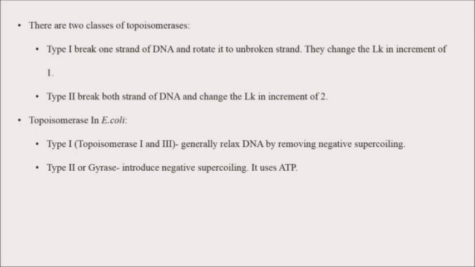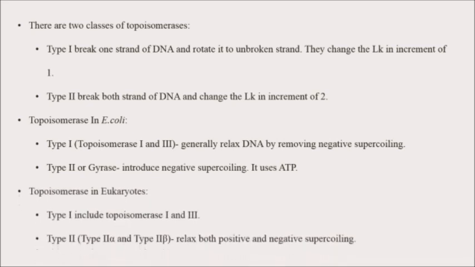In the case of E. coli, type 1 topoisomerases are of two types, type 1 and type 3, and these generally relax DNA by removing negative supercoiling, whereas type 2 introduces negative supercoiling and it uses ATP. Topoisomerases in eukaryotes include two types of type 1 topoisomerase, 1 and 3, just like those of E. coli, and type 2 has type 2 alpha and type 2 beta. This relaxes both positive and negative supercoiling.